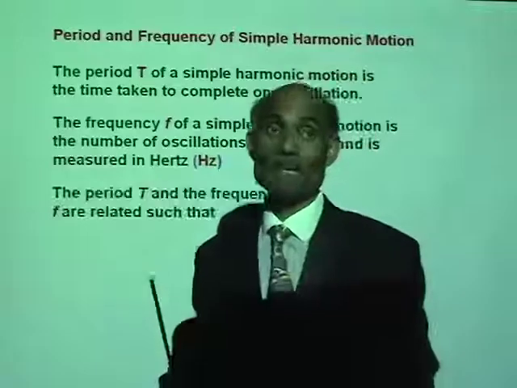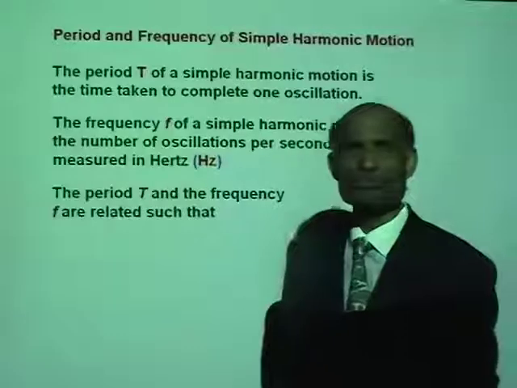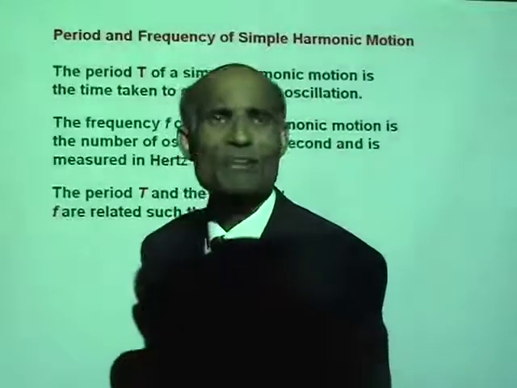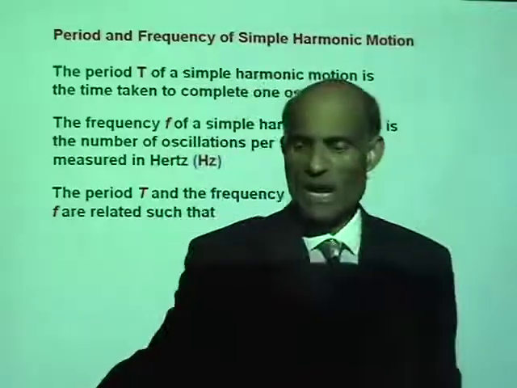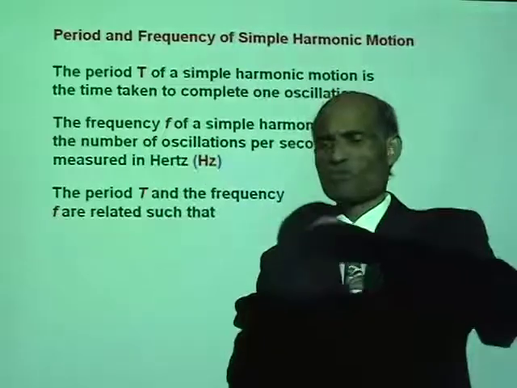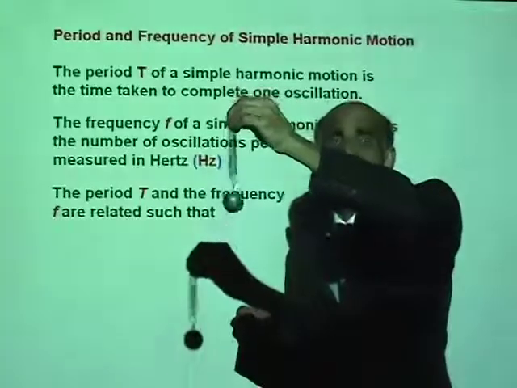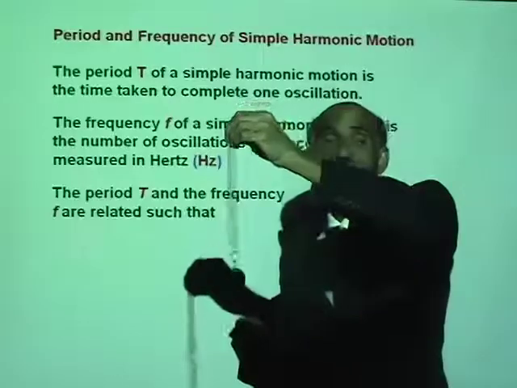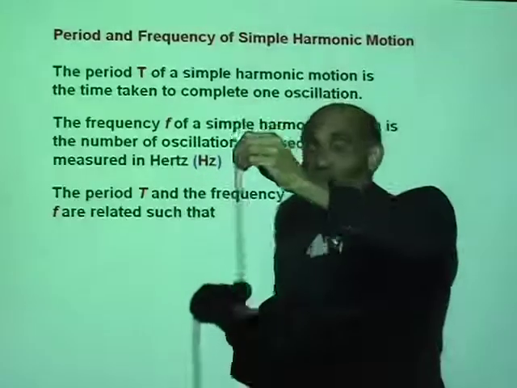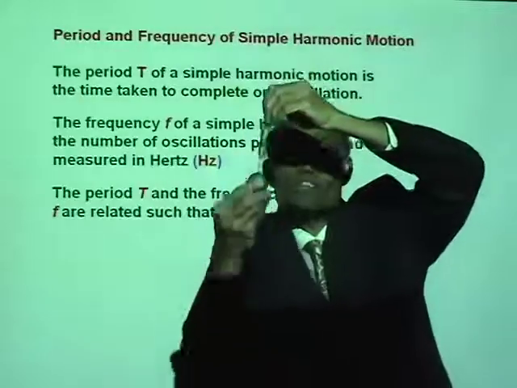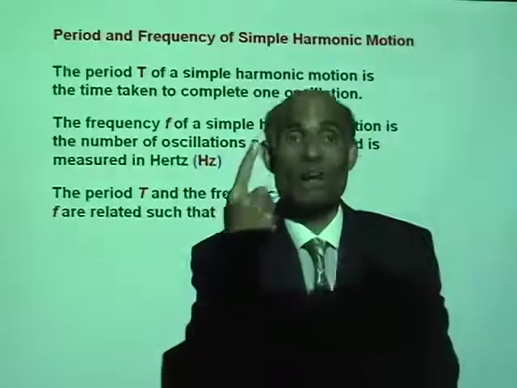Alright. Period T and frequency f are related. Can you give me a relation between period and frequency? I just told you that the frequency of this oscillation is 3 Hertz. It oscillates 3 complete oscillations per second. Alright, if it does 3 oscillations per second, what is the time taken for one oscillation?